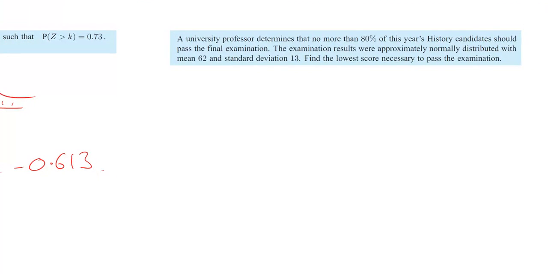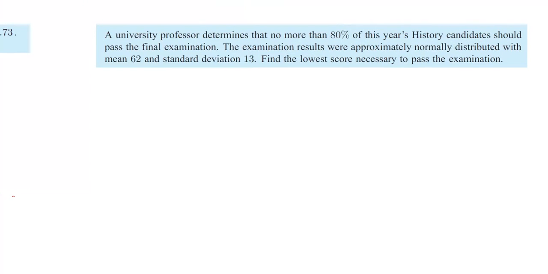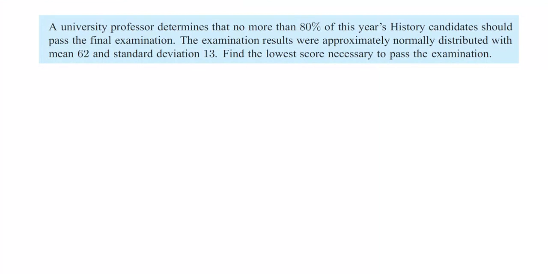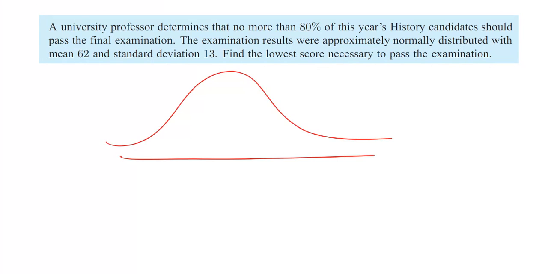Okay, now we'll do one more very quick example and then it will be time to do some questions yourself. So a university professor determines that no more than 80% of this year's history candidates should pass the final examination. The examination results were approximately normally distributed with a mean of 62 and a standard deviation of 13. Find the lowest necessary score to pass the examination. Okay, well, let's draw a picture. So we want 80% to pass. So that means we're going to need to have 80%, or perhaps it'd be better for me to write 0.8 as the given area. So what's the value of k that we need?